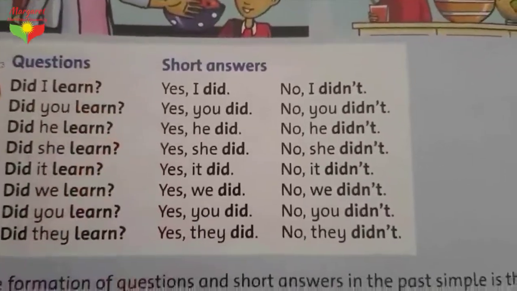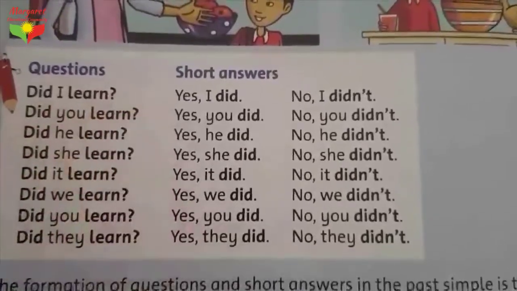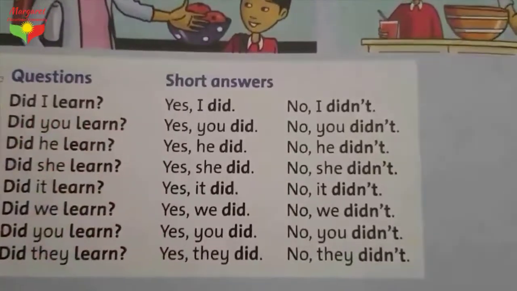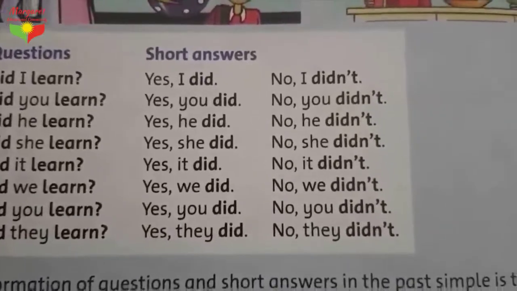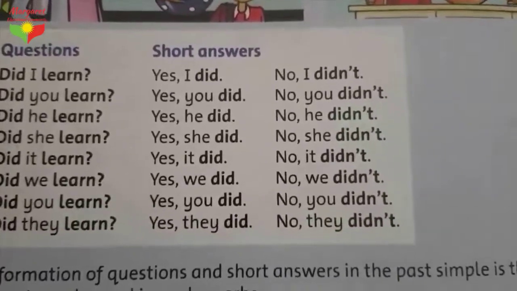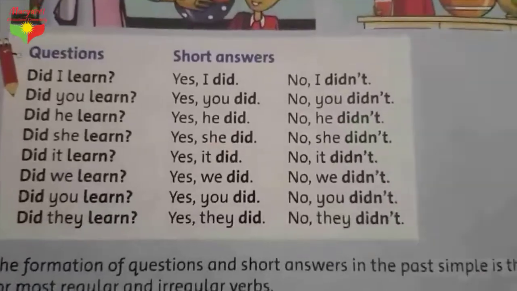Let's change this verb to cook. Did I cook fish? Did you cook fish? Did he cook fish? Did she cook fish? Did it cook fish? Did we cook fish? Did they cook fish? Let's change it to play.